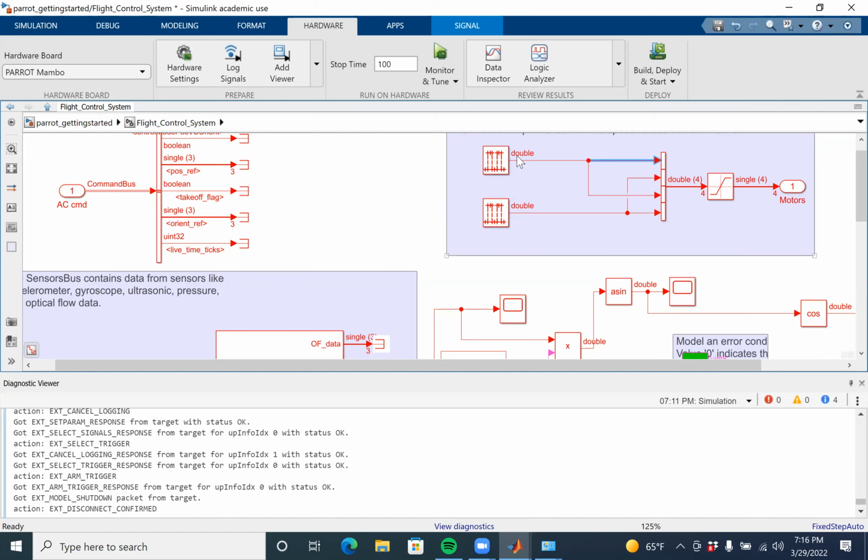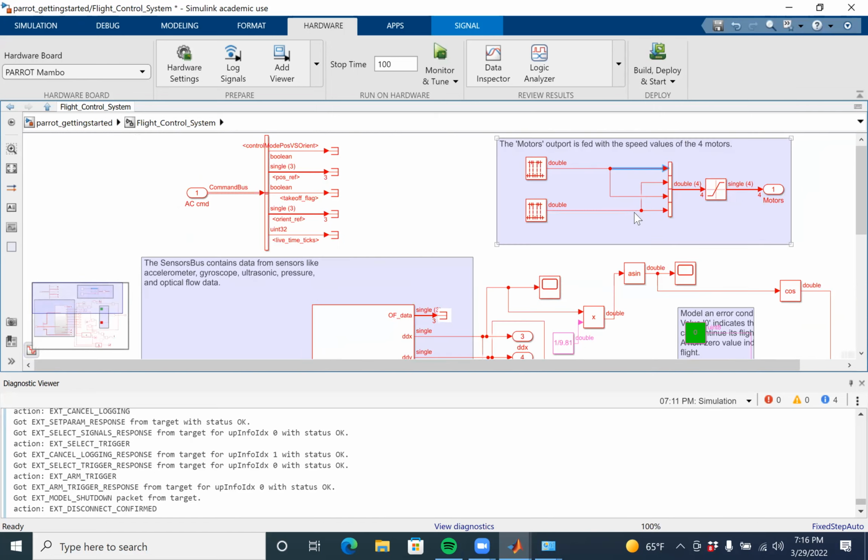Play with this block. This is the motor mixing block. And then you will notice that if it pitches up or down, 2 motors should speed up, 2 motors should slow down. If it rolls and pitches, 2 motors should speed up, 2 motors should slow down. Try to run this and you will see that it will work.